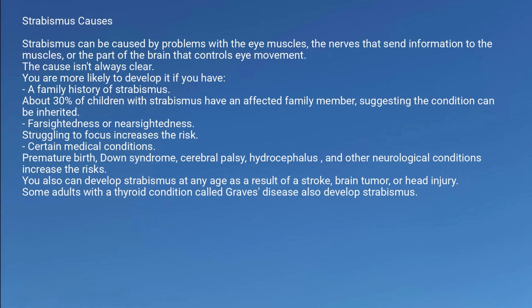Farsightedness or nearsightedness. Struggling to focus increases the risk. Certain medical conditions, premature birth, Down syndrome, cerebral palsy, hydrocephalus, and other neurological conditions increase the risks. You also can develop strabismus at any age as a result of a stroke, brain tumor, or head injury. Some adults with a thyroid condition called Graves' disease also develop strabismus.